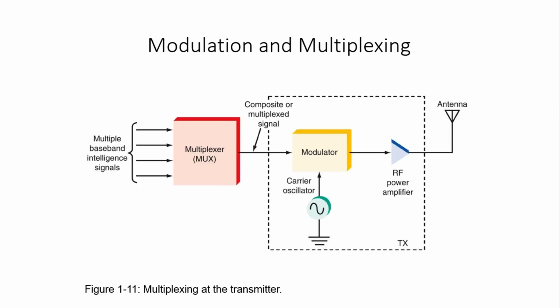Modulation and multiplexing. Multiple baseband intelligence signals are given to the MUX, that is the multiplexer. After that, the multiplexed signals, that is composite or multiplex signals, are given to the modulator. The modulator receives another signal from the carrier oscillator, and the signal from the modulator is given to the RF power amplifier, and the amplified signal is given to the antenna, and then the signal is transmitted.